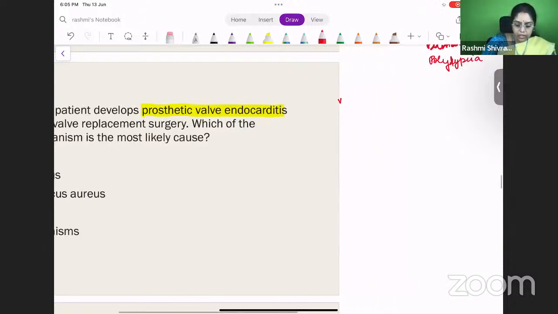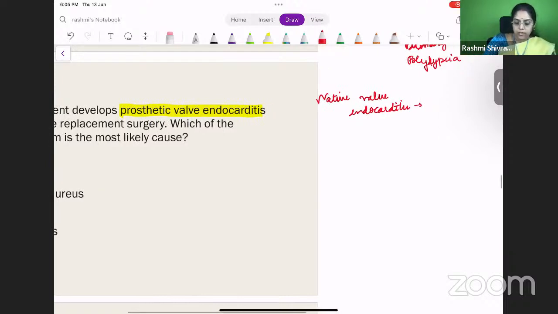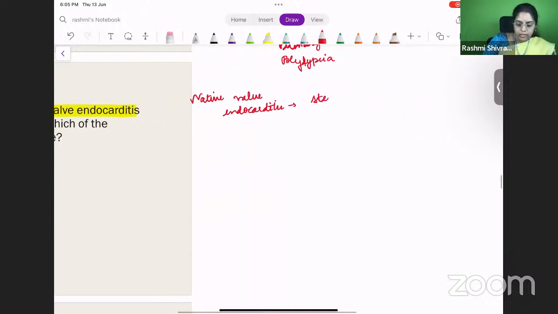In a patient with native valve endocarditis, what is the most common organism? It is Streptococcus. If it is a hospital-acquired infection, it will be Staphylococcus. But most likely, if it is a native valve endocarditis, the most common organism will be Streptococcus. And in few cases, Enterococcus is also possible.